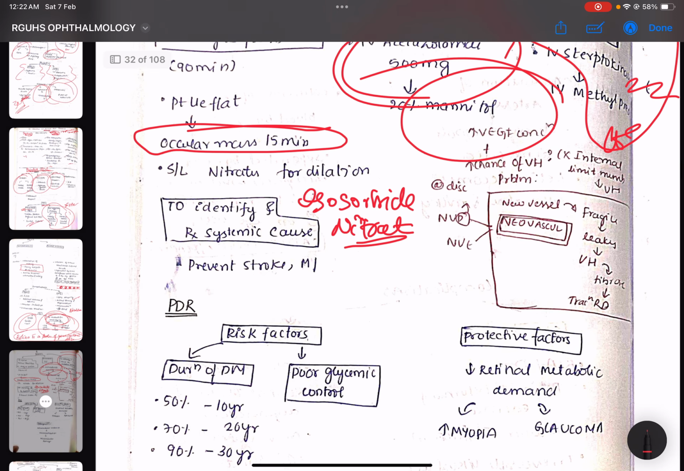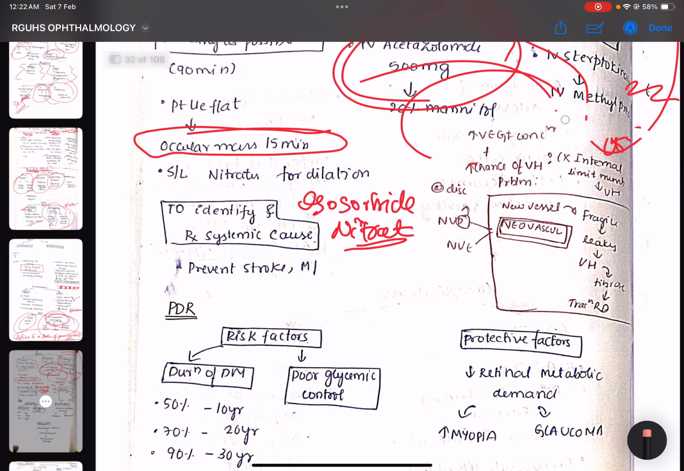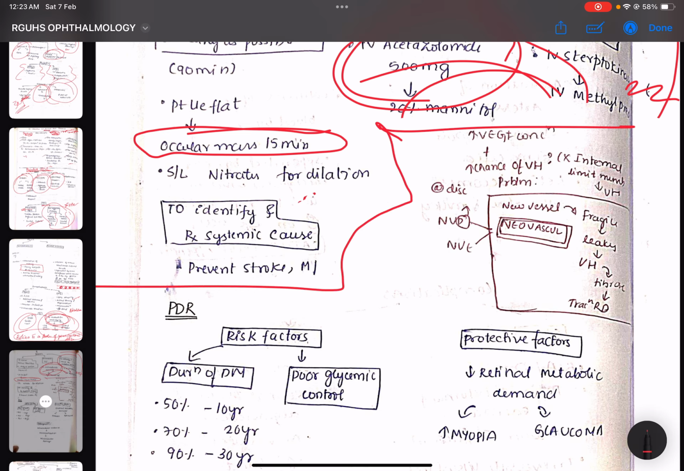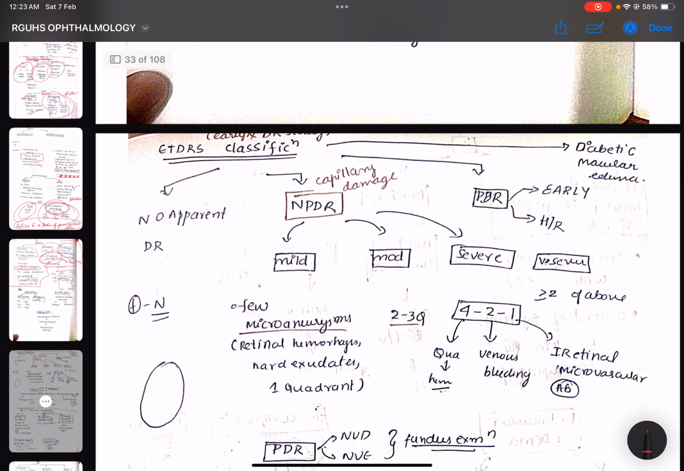CRVO is not as important, so I'm not discussing much about it for your purposes. Okay. Then coming to your PDR. Before that, let me explain the concept behind it, because retina takes time, but it's worth investing time because it's all concepts. So I will just give you the concept. Firstly, we'll go with the ETDRS classification.